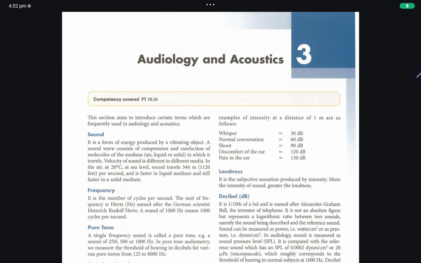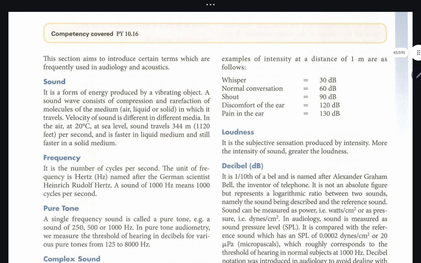Diseases of Ear, Nose and Throat and Head and Neck Surgery by P.L. Dhingra. Chapter 3, Audiology and Acoustics. This section aims to introduce certain terms which are frequently used in audiology and acoustics.